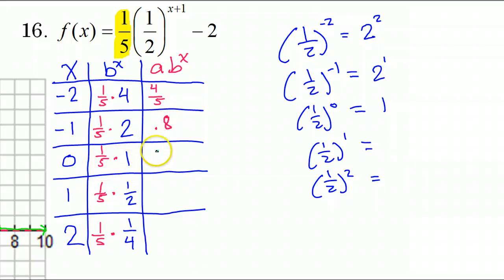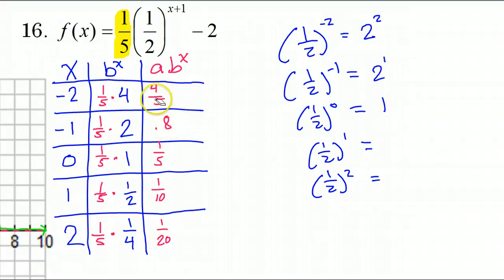This is just 1/5, which is 0.2. This is going to be 1/10. I don't even need the 0.2. 1/5, that's a fifth of a square. That's easy enough to graph. 1/10 is a tenth of a square. And this is going to be 1/20th. It's 1/20th of a square. So these are easy enough to understand the way they are.